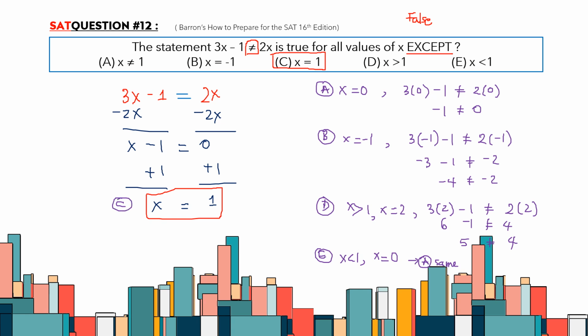We can check on it because when we have 3 times 1 minus 1, is that different from 2 times 1? So 3 minus 1 different from 2. 2 different from 2. That's the false statement, right? And we want the false statement. This is true. This is true. This is true. This is true.